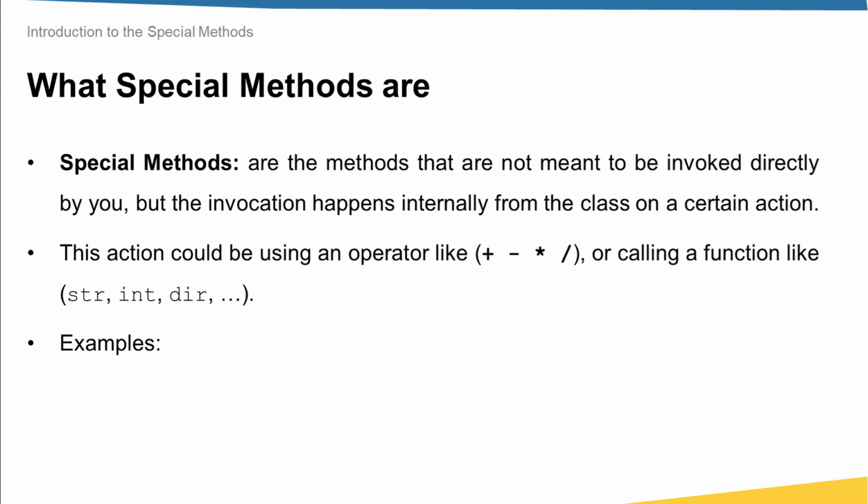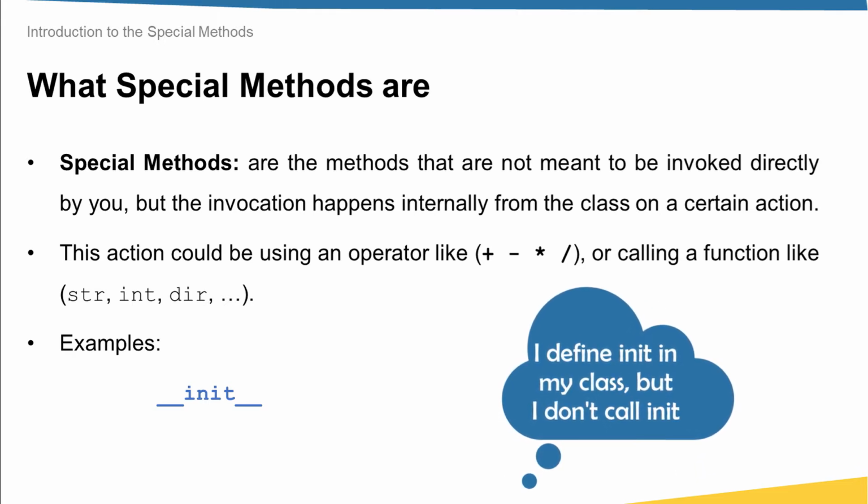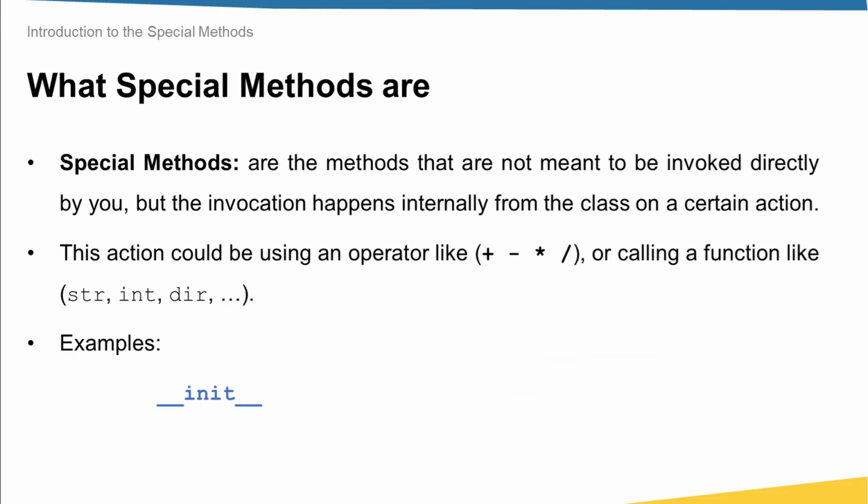Now, real examples of these special methods. The first one is __init__. We have seen this method before, and we use it to initialize the instance attributes with initial values. As we have seen before, I define __init__ in my class, but I don't call __init__. It is automatically called when I create an object from my class. Another example of these methods is __str__, and this method is also automatically called when you use the str function with an object of your class.